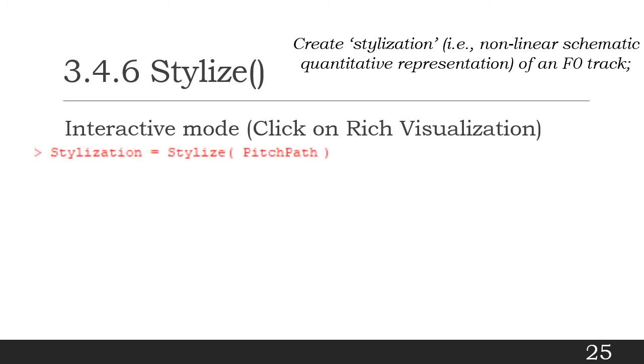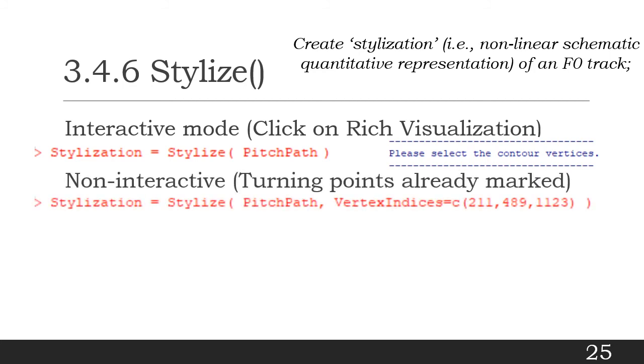So the usage is very simple, something as simple as this: specify your pitch path, and then R will tell you, please select the contour vertices. A vertex is just a turning point. So where do you see the pitch turning in the F0 track?